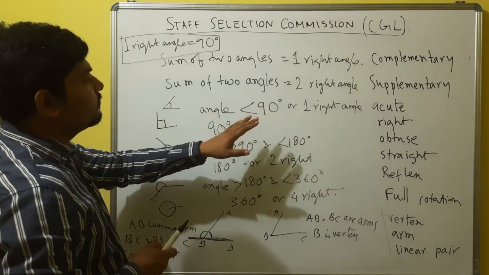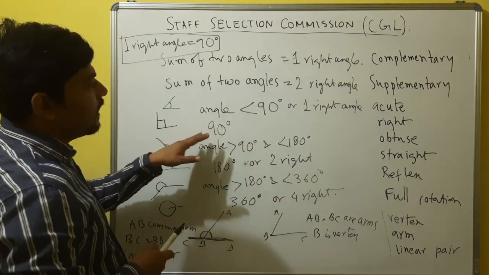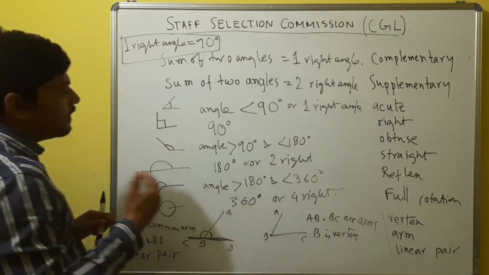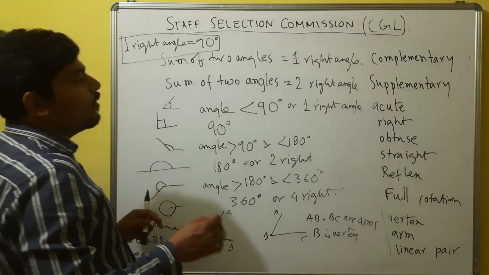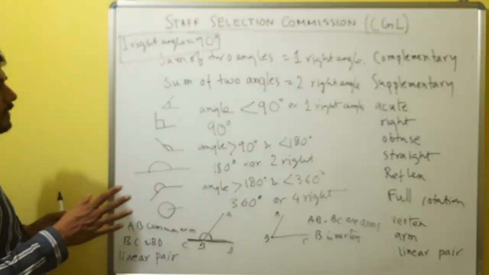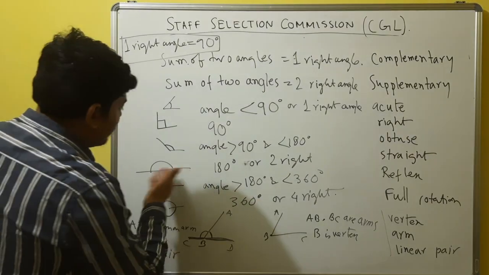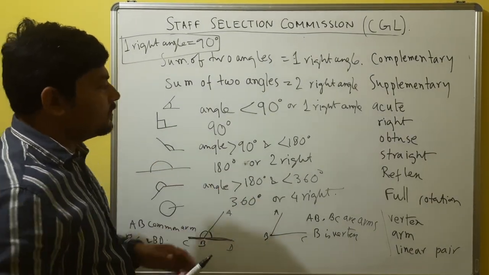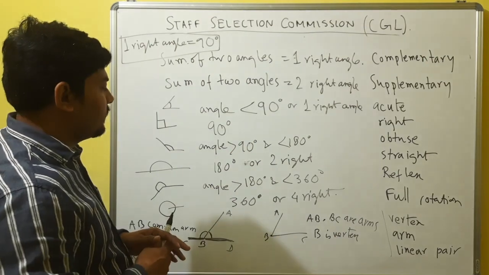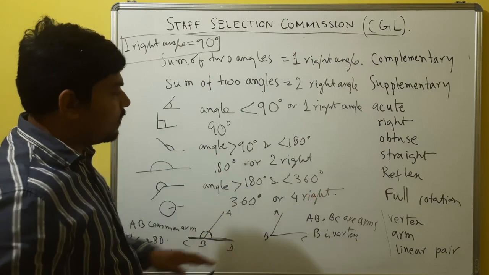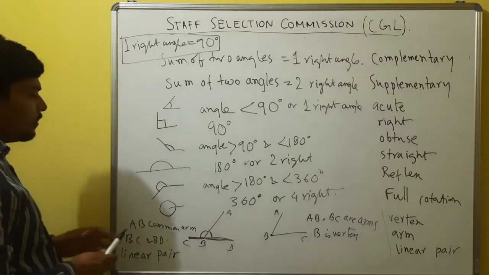So we call them acute angle. If it is 90 degree, that we already know, we call them right angle. If it is more than 90 degree and less than 180 degree, we call them obtuse angle. If it is 180 degree, we call them straight angle, because it's on a straight line. If the angle is more than 180 and less than 360, we call them a reflex angle. If it is exactly 360 degree or 4 right angle, we call them full rotation angle.